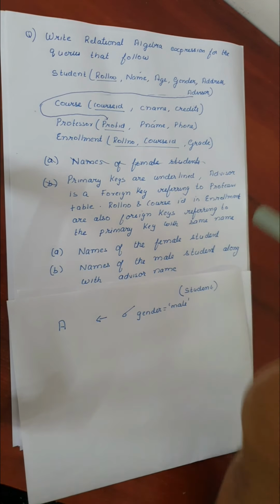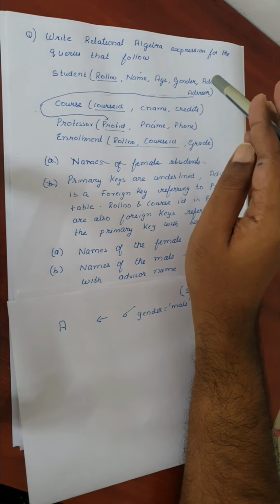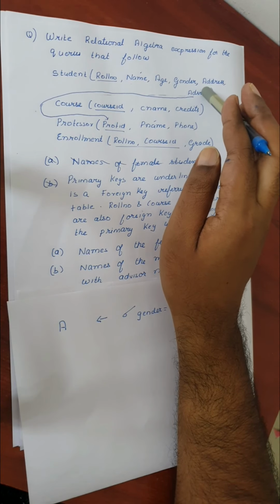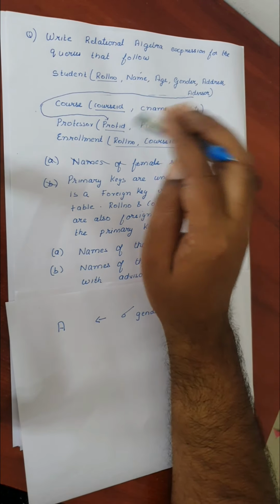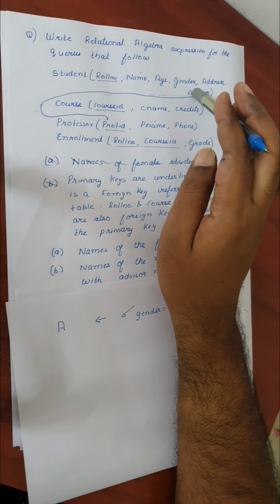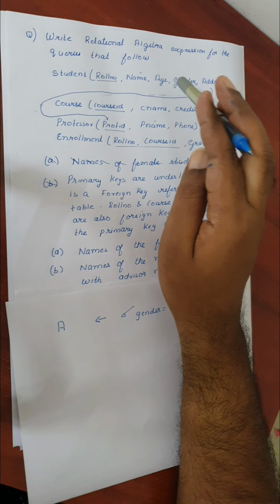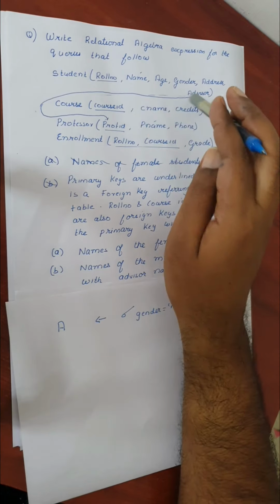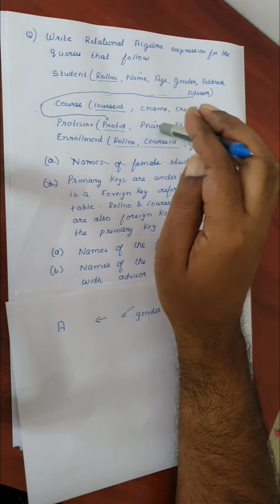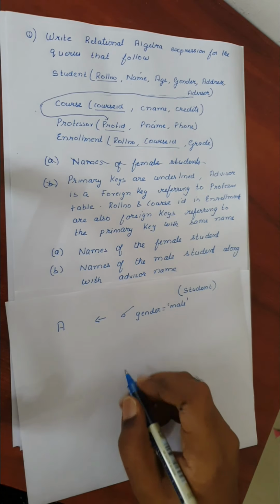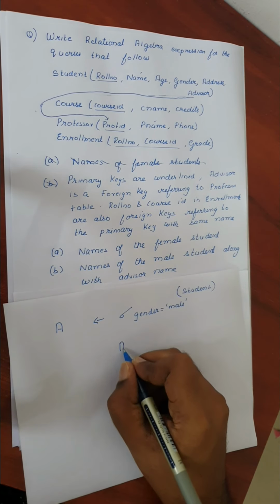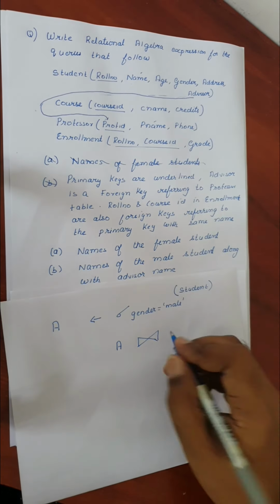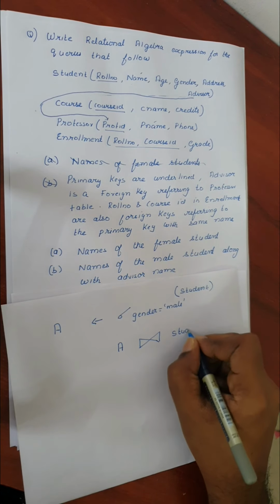Now they also need the professor name. If we need the professor name, we have to combine these two tables, because the advisor IDs of the male students are available here. That advisor ID must be joined with the professor ID. In that case we can get the professor name also. So now we will join the intermediate relation A and the professor relation.